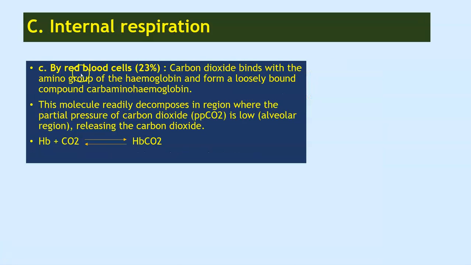Now let us see the transport of carbon dioxide by the red blood cells, which is 23%. Carbon dioxide binds with the amino group of the hemoglobin and forms a loosely bound compound, that is carbamino hemoglobin. This molecule readily decomposes in regions where the partial pressure of carbon dioxide, that is the pCO2, is lower in the alveolar region, releasing the carbon dioxide. So you have Hb plus CO2 giving you HbCO2, that is carbamino hemoglobin.